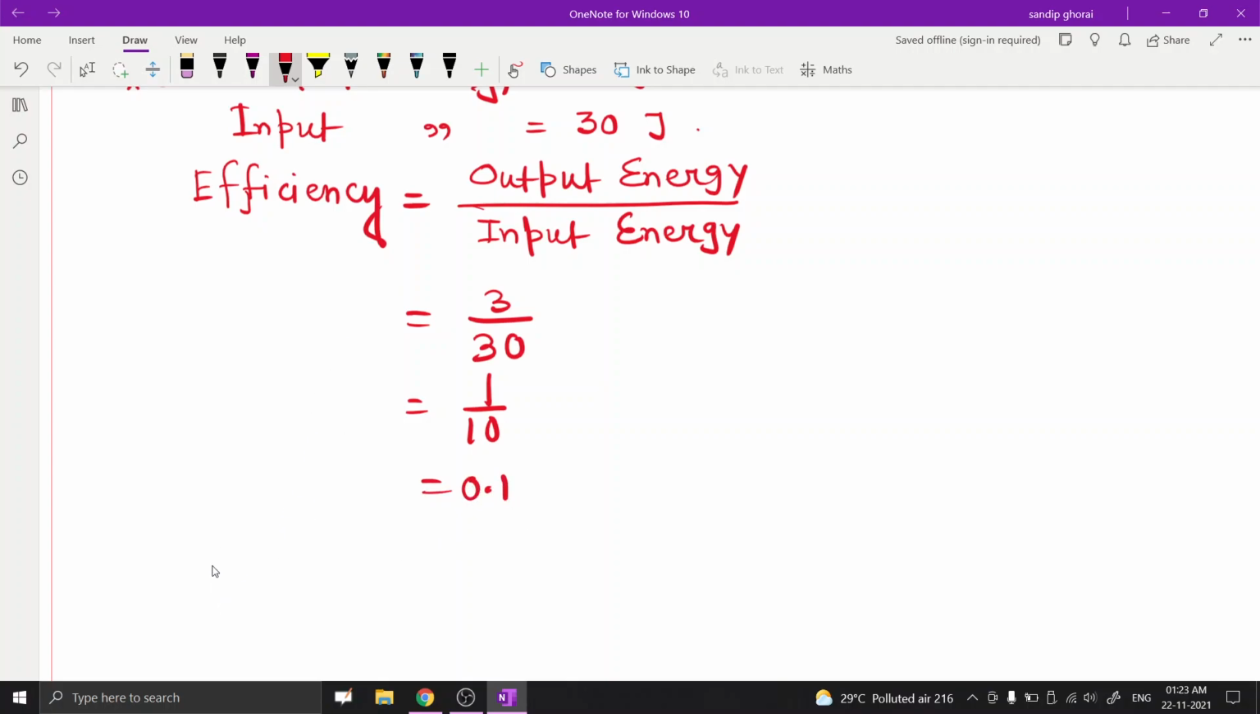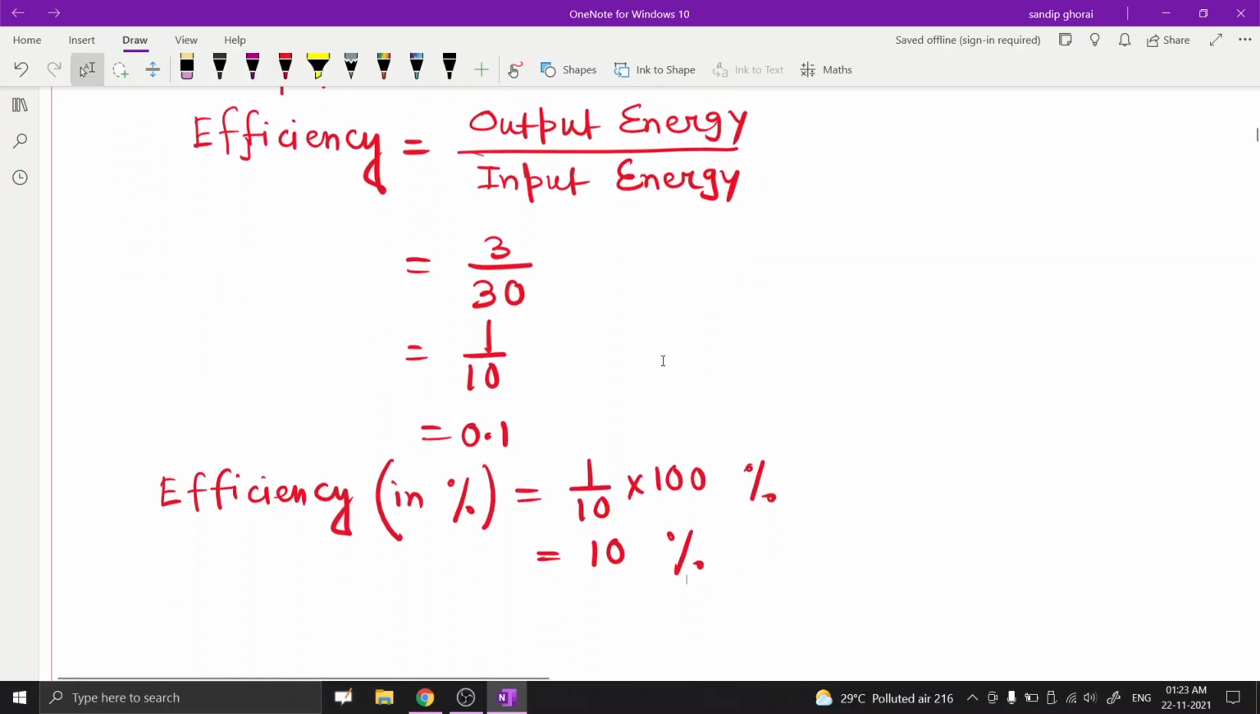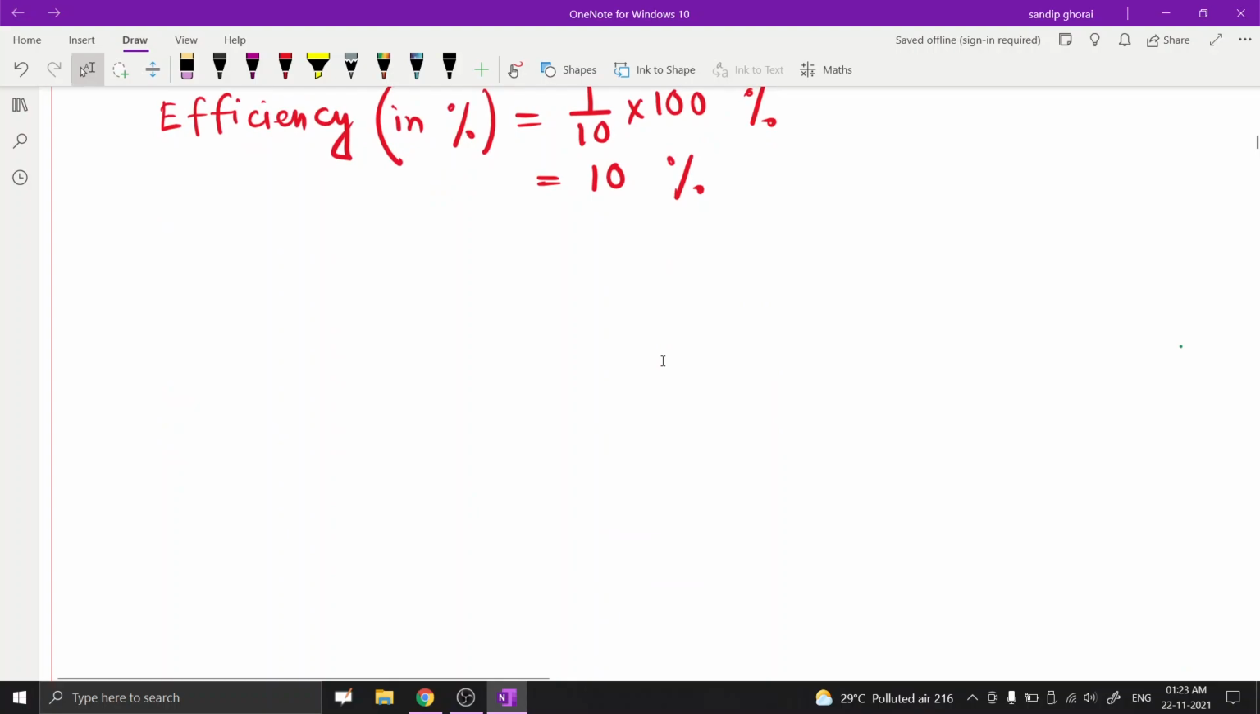If we find the efficiency in percentage, just multiply the value 1 by 10 into 100 percent, that means we get 10%. Now we move to our next question, question number 4. In this question we take a crowbar.